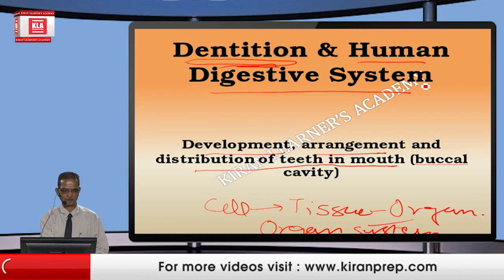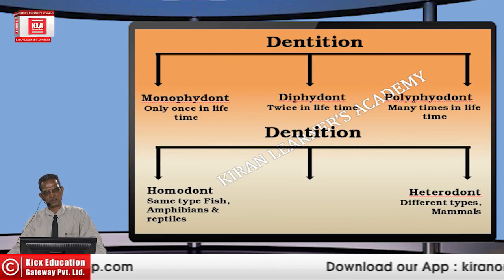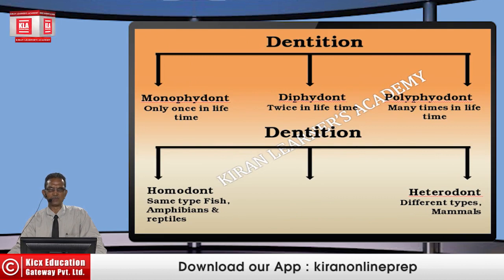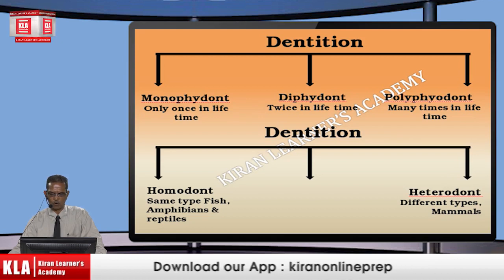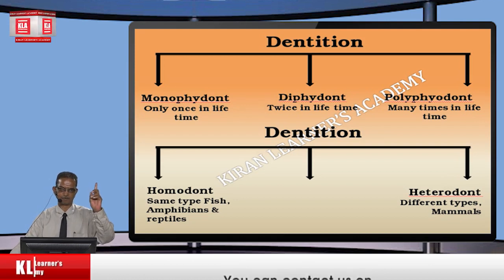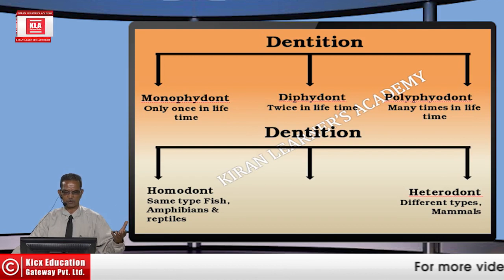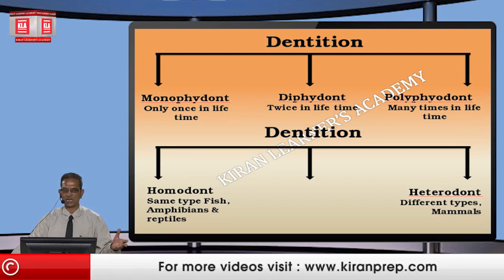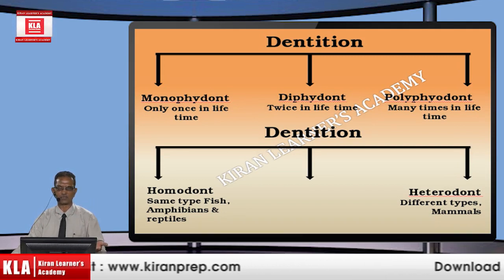Let's proceed further. If we look at dentition, based on the type of teeth, the organisms have been grouped. And the first group consists of three: monophyodont, diphyodont, and polyphyodont. Mono means single. Here is an organism: as a young offspring, the teeth come out, and the teeth that come out last until the end of life. That means if a tooth is broken or has fallen down, it is not going to come back again.